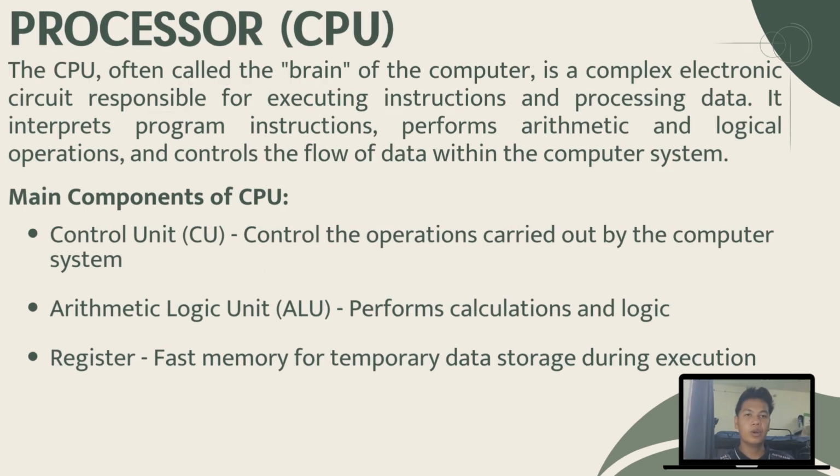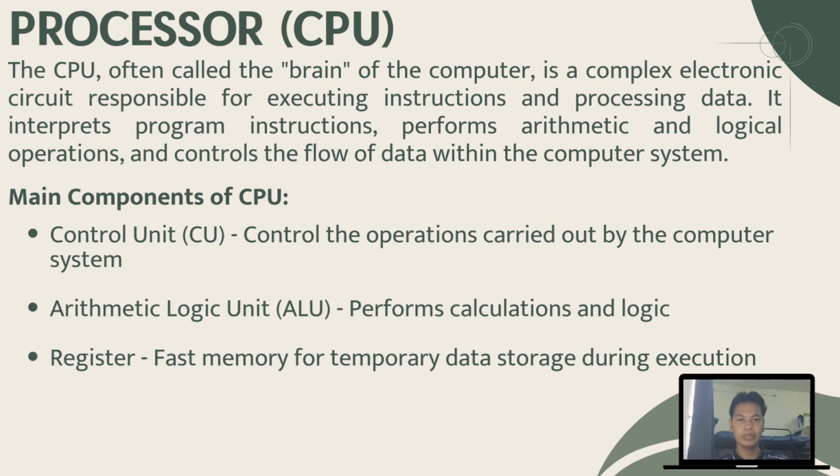And the last core component of system structure is the processor, or we call it CPU. This CPU is often called the brain of the computer. CPU is a complex electronic circuit responsible for executing, extracting, and processing data. It interprets program instructions, performs arithmetic and logical operations, and also controls the flow of data within the computer system.